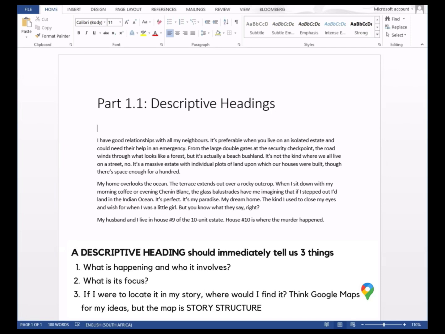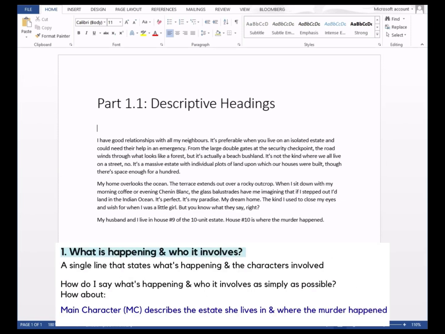The first is what's happening and who it involves. The second is what its focus is. And the third is if I were to locate it in my story, where would I find it? Let's tackle the first question. What's happening and who it involves.